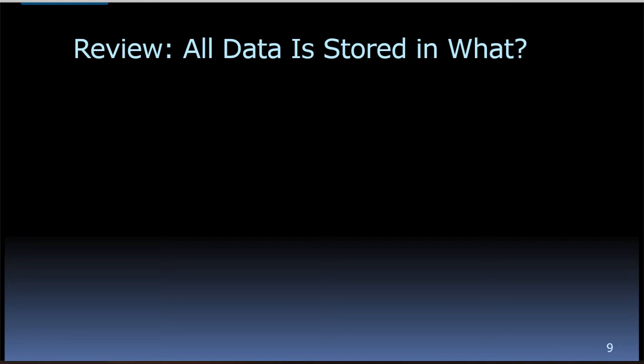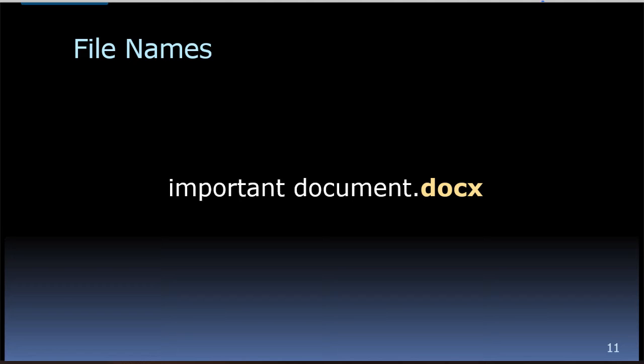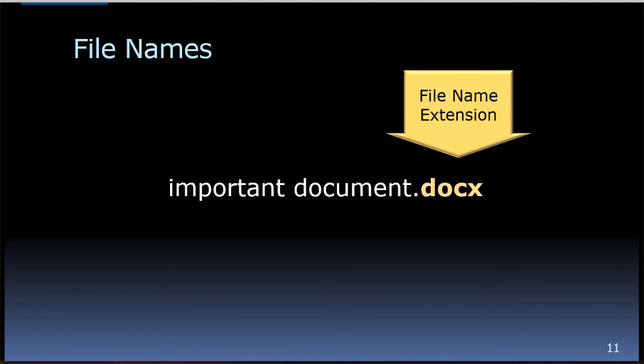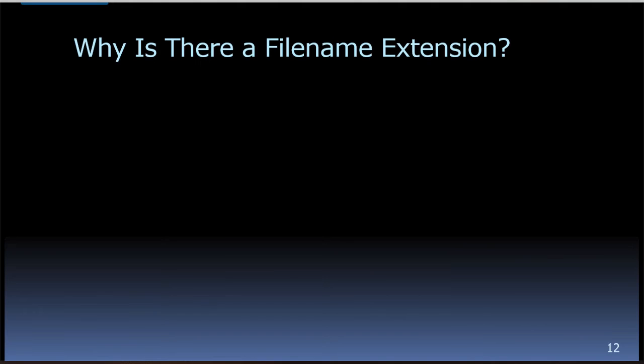And just to review, all data is stored in what? It's stored in files. Now each file has a name, and in each folder, the names have to be unique. For example, a typical name could be this. And you notice at the end there's an extension, the file name extension. Every file in Windows has that. Sometimes we don't see it. Sometimes it's hidden away to avoid confusing beginner users, but it's there. And it does actually serve a purpose.